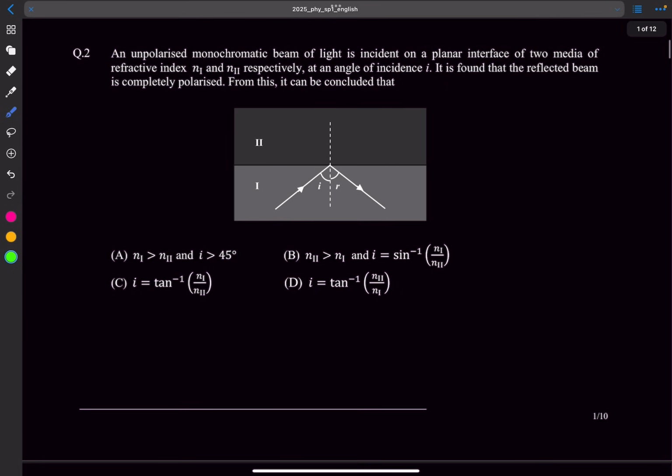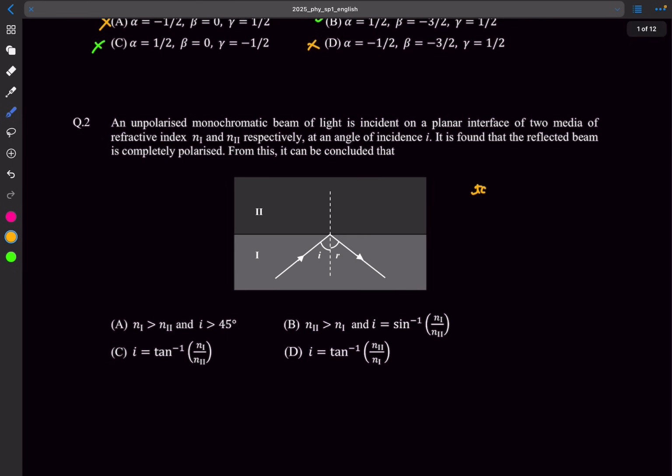Now to this question, we have an unpolarized monochromatic beam of light that is incident on a planar interface of two media of refractive index N1 and N2. At an angle of incidence i, it is found that the reflected beam is completely polarized. Now, if the reflected beam of an unpolarized light is completely polarized, it means it is incident at the Brewster's angle. So basically tan of i is the refractive index of the second media, so N2 over N1. So that would be D option.